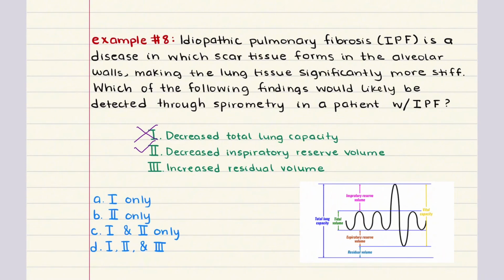Statement 3 says increased residual volume. Residual volume is the air that's left in the lungs after you do your maximal exhale, and this tends to increase in obstructive diseases, not restrictive ones. And again, the important takeaway here is residual volume isn't measured by spirometry. So the only change among these that can be detected is going to be inspiratory reserve volume. So statement 2. That makes the correct answer for problem 8 B.